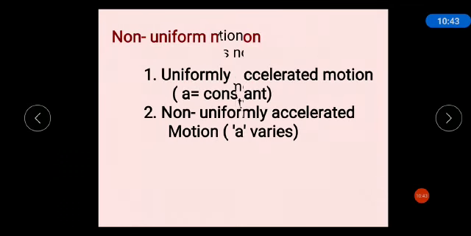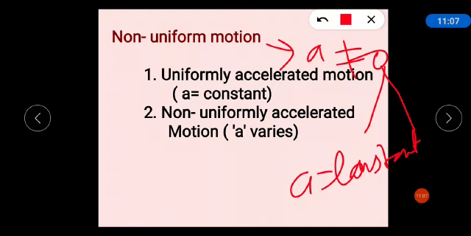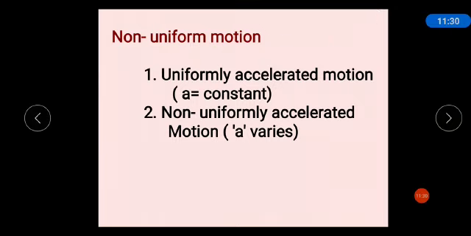Okay. Then, in the case of non-uniform motion, it can be split into two. In non-uniform motion, A is not equal to 0, isn't it? So if A is not equal to 0, there are two possibilities. What are the two possibilities? Either A can be a constant value, that means A is the same throughout the motion, or A can vary from time to time. So based on this, there are two types of cases in non-uniform motion.